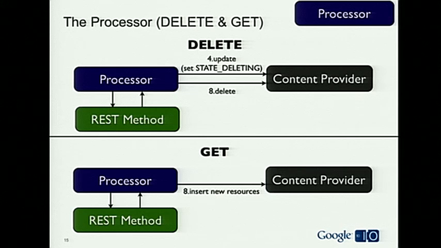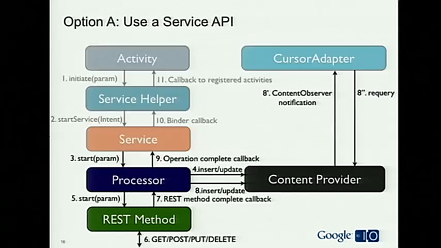Get, simplest one of all. There's nothing to do. Processor has nothing to do before the REST method, inserts the new resources once it gets them from the server. This could be the list of stock portfolios. Maybe you have many of them on Google Finance.